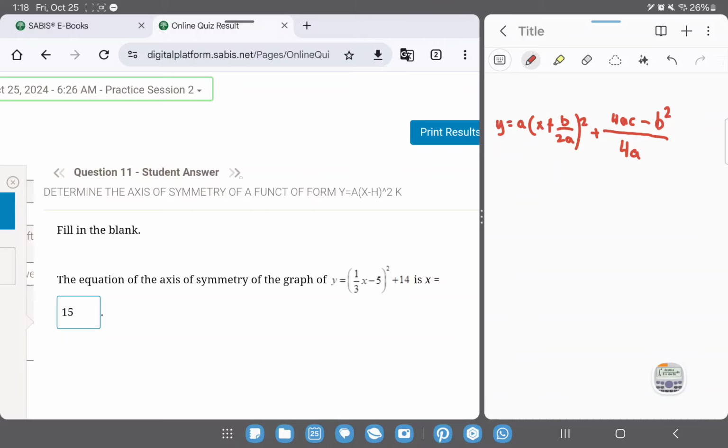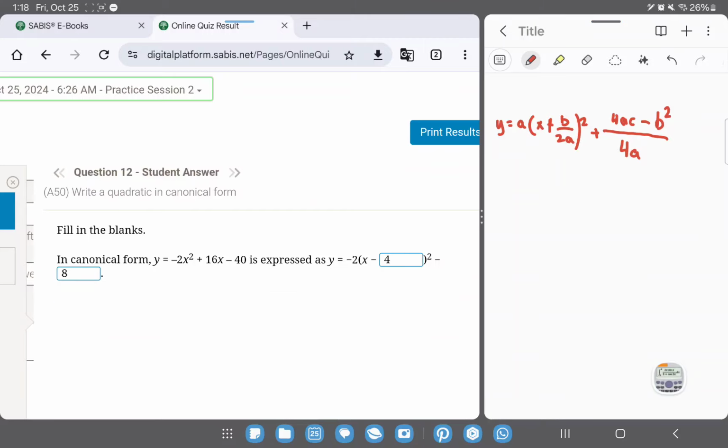These types of questions are really free marks, guys. I don't understand why you'd want to get them wrong, or how you would get them wrong either way. So anyways, again, canonical form. Like I said, it's really important to know how to do it.